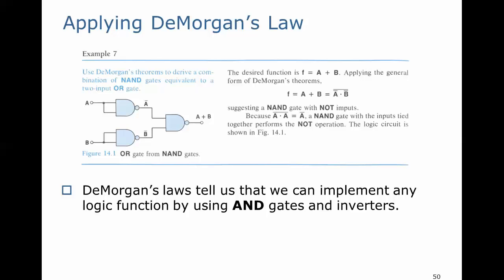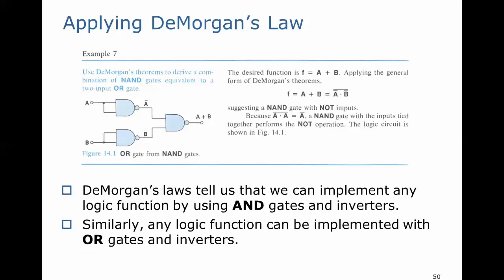But furthermore, we can actually implement an inverter with a NAND gate, and then of course we can implement an AND gate with a NAND followed by an inverter. So we don't even need both ANDs and NOTs. We just need NAND gates. So similarly, any logic function could be implemented with OR gates and inverters, and we will see that's equivalent to saying we actually just need NOR gates.